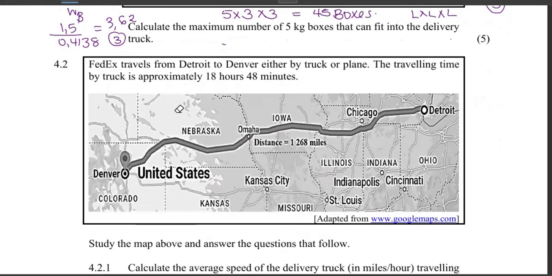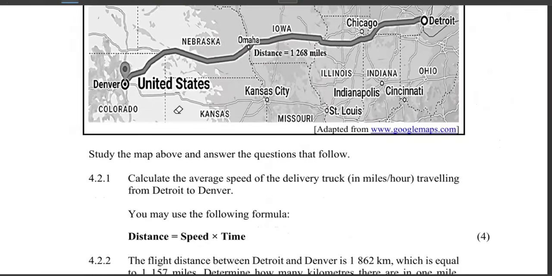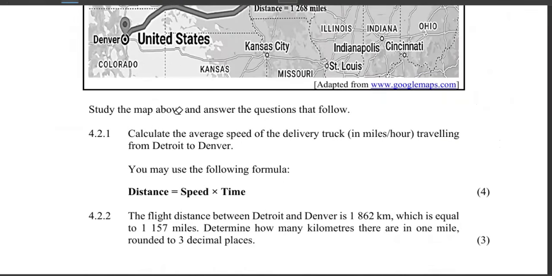All right, 4.2. 4.2 talks of FedEx traveling from Detroit to Denver, either by truck or plane. The traveling time by the truck is approximately 18 hours, 48 minutes. 4.2.1, calculate the average speed. Please, whenever they give you a formula like this, show us the formula. Turning it around will make your work easy.